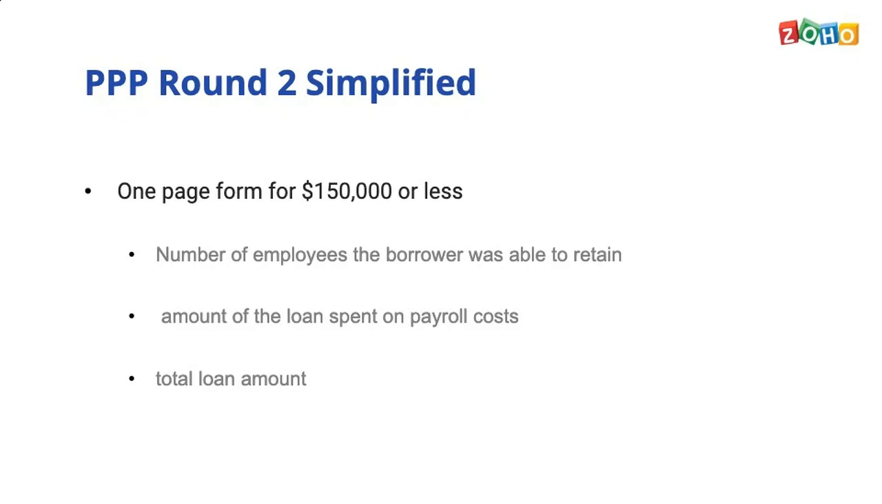So whenever you're seeing this one-page form, if you applied for the original PPP, you will be eligible for this one-page form. I think SBA is giving themselves 10 days to come up with a form. So we should see it in a week or so.